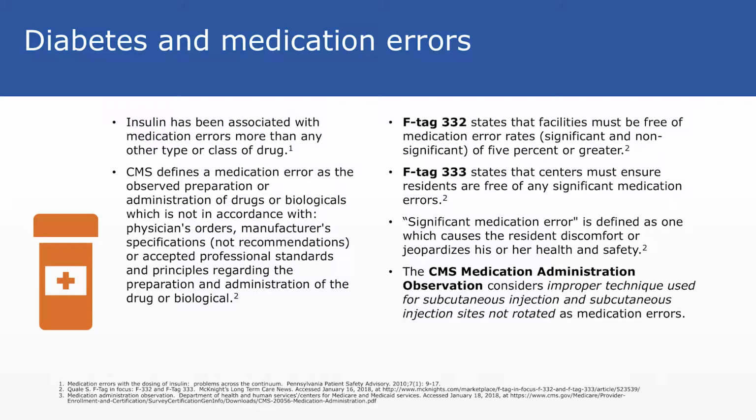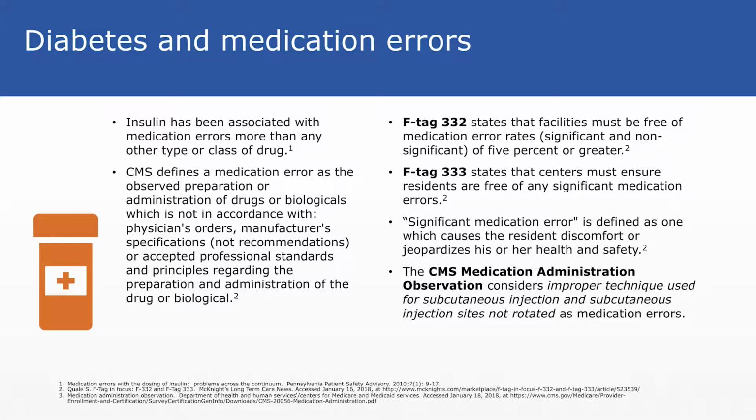This is important in your facilities, as FTag 332 states that facilities must be free of medication error rates, significant and non-significant, of 5% or greater. FTag 333 states that centers must ensure residents are free of any significant medication errors. A significant medication error is one which causes the resident discomfort or jeopardizes their health and safety. Furthermore, the CMS Medication Administration Observation considers both improper technique used for subcutaneous injection as well as injection sites not rotated as medication errors.